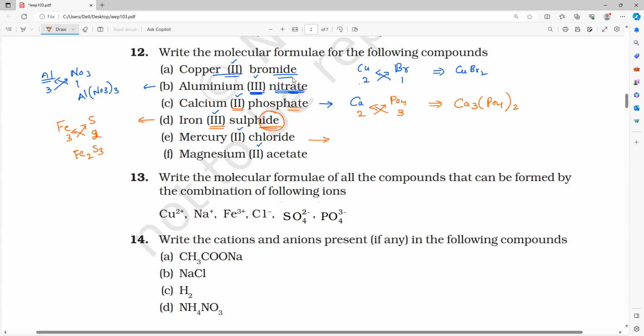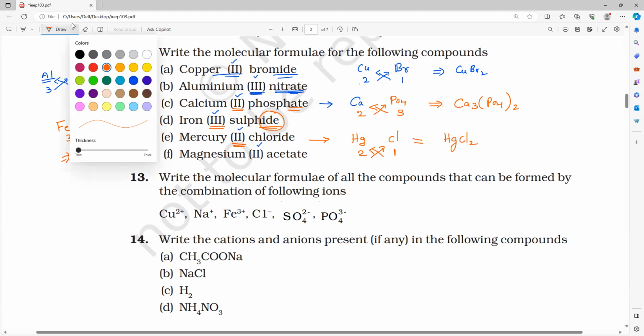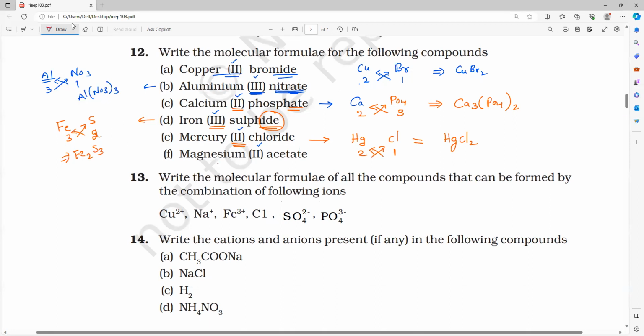Please learn the difference between ide, ite, ate. I told you many times, again I'm saying. Next, mercury 2 chloride. What is the symbol for mercury, everybody? Hg. Chloride, Cl. Mercury valency is 2, the Roman number indicates that. Chlorine valency is 1. If you do crisscross, what formula will come? HgCl2. Clear, everybody?